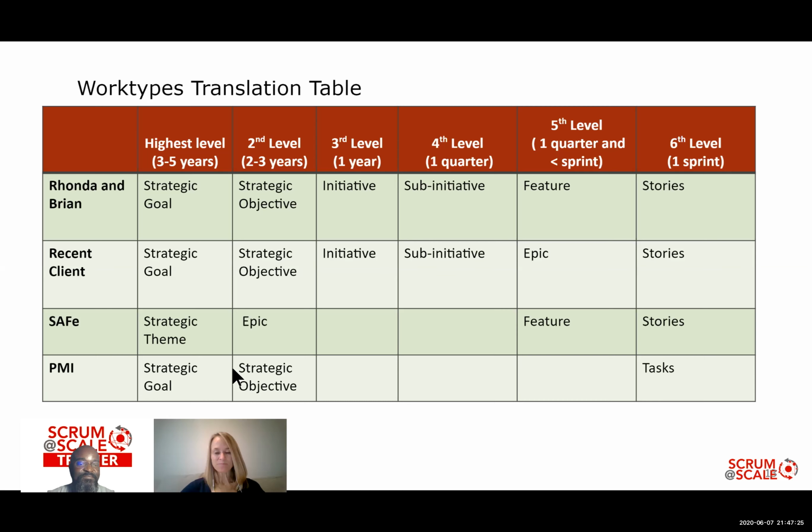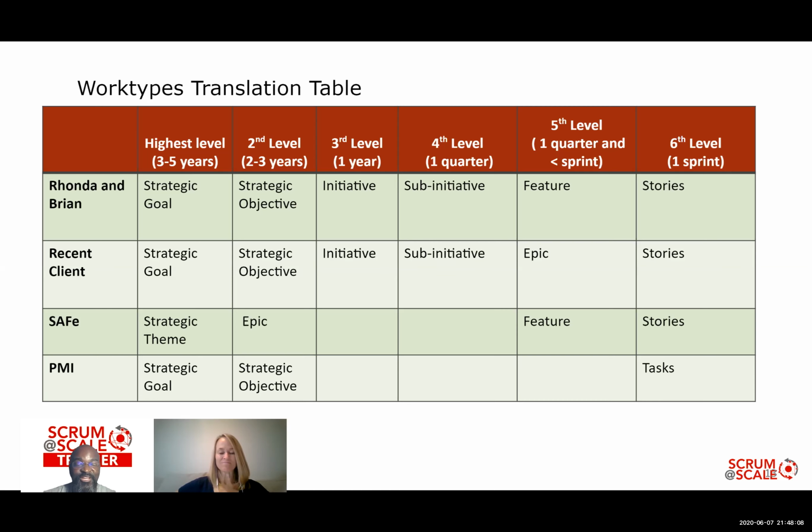So PMI, their lowest level that the team's working on is tasks, and in SAFe, there are probably stories, and the highest level is strategic themes. But in PMI, they have strategic goals. Keep in mind you can change the names of the different work types to match whatever the organization is comfortable with. So it's totally flexible. And note that the times along the top, as you mentioned, Brian, will be one of the topics we cover in our next video.